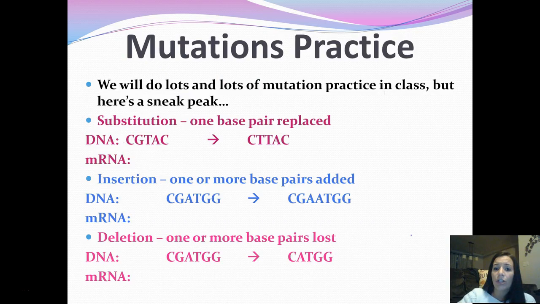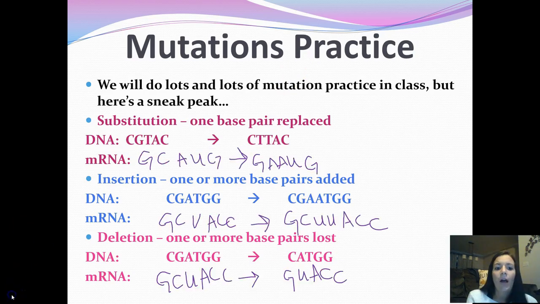And then here's just a look at some practice. Pause this here and work through it. All you're going to do is just give the mRNA sequence. All right, if you go ahead and check your work, you'll see the substitution was just a letter switched out. So instead of being GCAUG, we have GAAUG. Insertion, 1 base was added. Forgive my terrible handwriting. So we have GCUACC. Now we have GCUUACC. And finally, the deletion, GCUACC. Now we just have GUACC. And that's it for your notes.